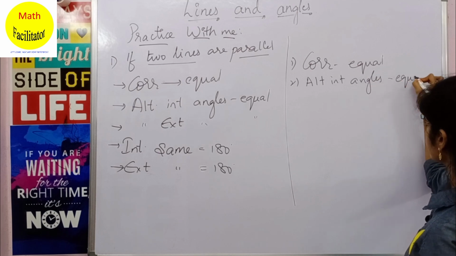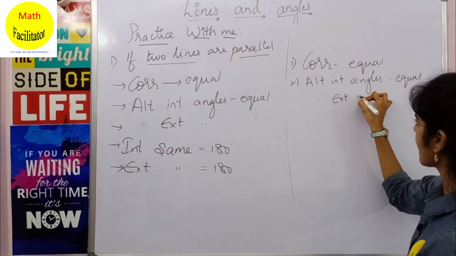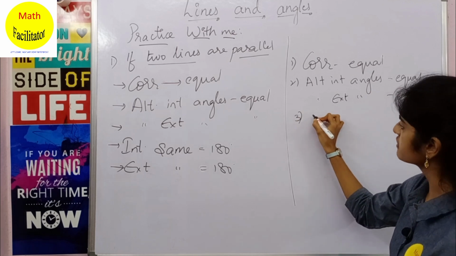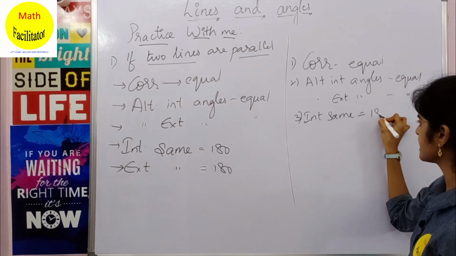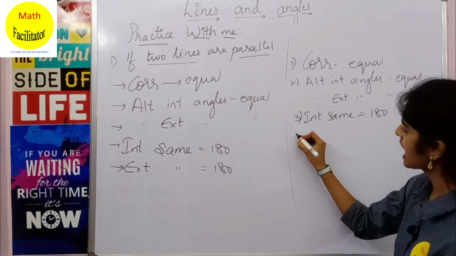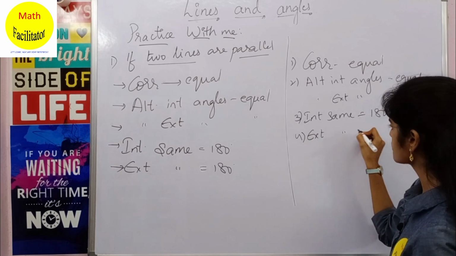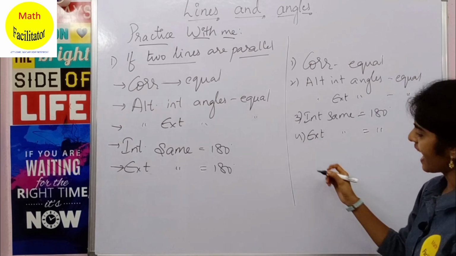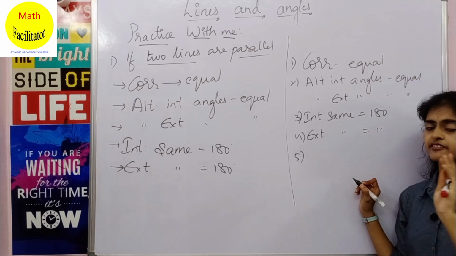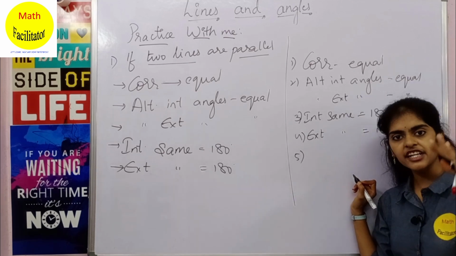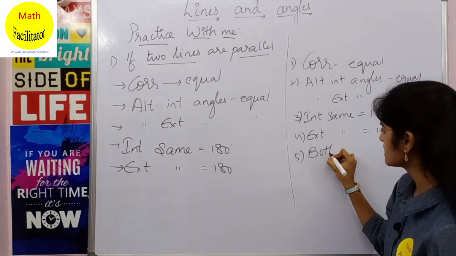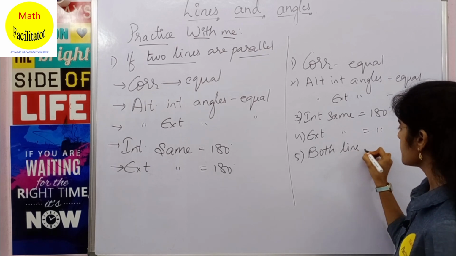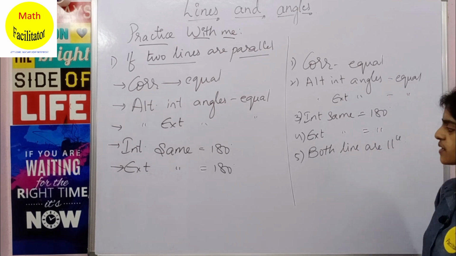Okay, and if alternate exterior angles are equal, and if the sum of interior angles on the same side of the transversal is 180, and if the sum of exterior angles on the same side of the transversal is 180, and the last point, just now we have seen that if two lines are parallel to the same line, then each of the lines is parallel to the other. Yes, so you find both lines are parallel to the same line. If both lines are parallel to the same line, you can say that they are parallel to each other also. Okay, so this is what we have learned.